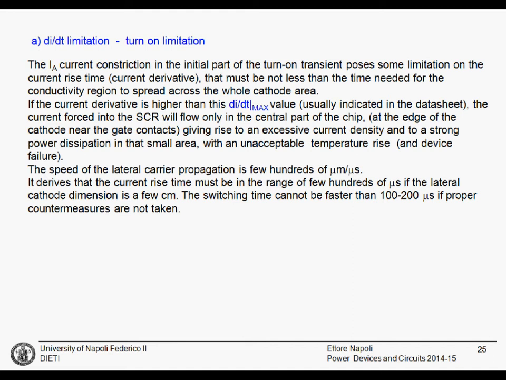Then you must keep the device on for a certain period of time in order to provide the energy to the load, and then you have the turn off. The entire period is 1 millisecond, a few milliseconds. And here we arrive to 100, 200 hertz for the switching frequency.